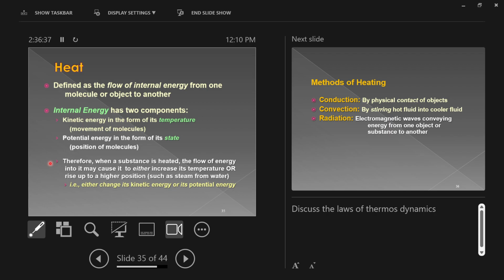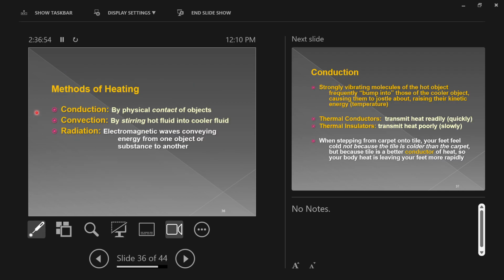So, then we want to ask, what ways do we have of changing the energy of matter? When they say energy flows into something, what's doing the flowing? How do we flow energy from one thing to the next, right? So there's three ways of heating something up. You have conduction, convection, and radiation. Now, conduction is direct contact, okay?